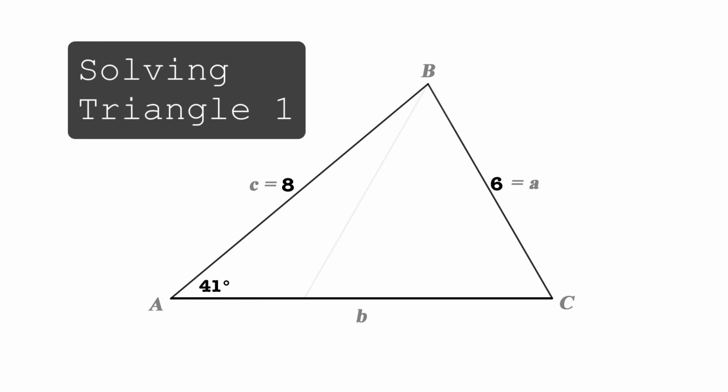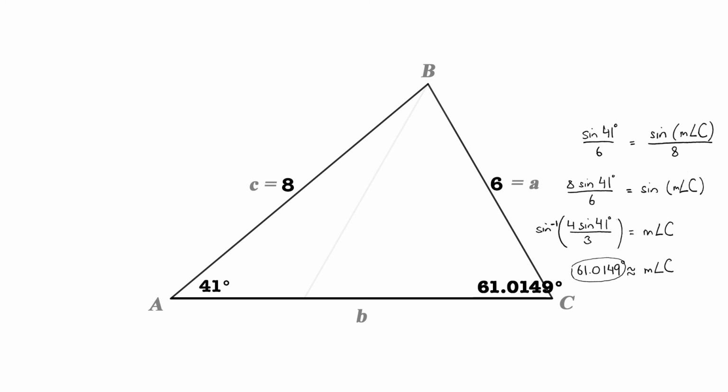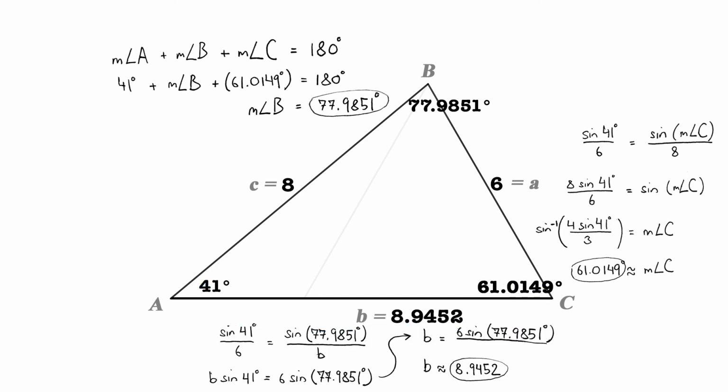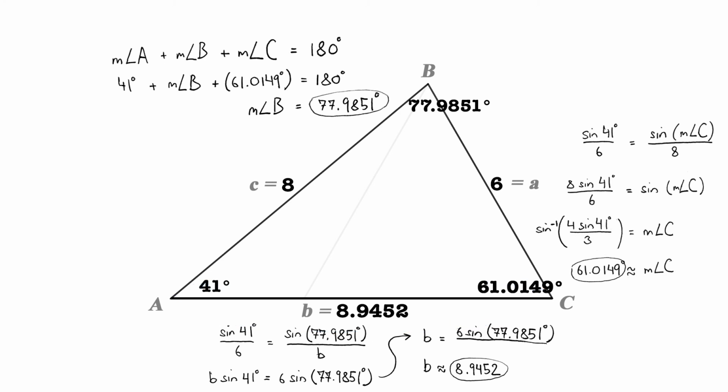Now let's go back and solve triangle 1 for its missing parts. With the law of sines, angle C could be solved first. I'll have you take a look and pause if necessary. Angle B is next, with the sum of the interior angles of a triangle being 180 degrees. You can see how it can be solved. Side B would be the last for this triangle. Using the law of sines again with angle B, you could see how it's done.